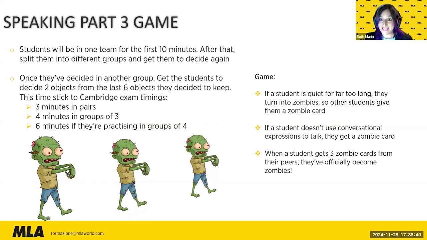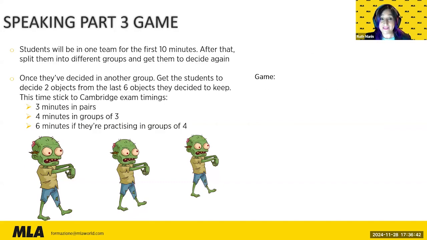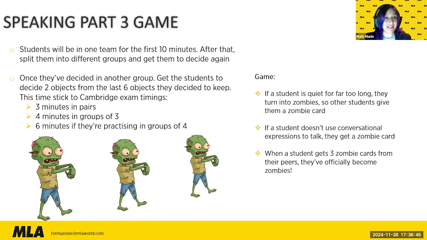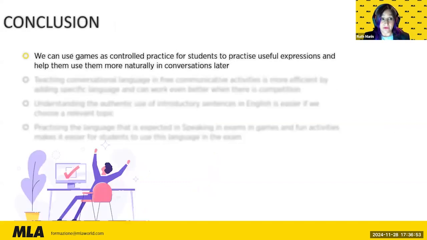Okay, so we've come to an end. I hope this is very clear. Please do let me know if you have any questions in the chat and whether you understood how to set up the games. So, in conclusion, basically, we can use games as controlled practice for students to practice useful expressions and help them use them more naturally in conversations later. Let's remember that that's what Cambridge is expecting in the end. They're expecting them to use language to make a point, to sound more natural at the same time.